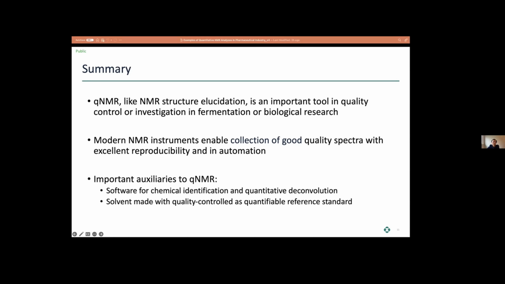And of course, as I say, for the whole operation, not just the NMR instrument, there are other things to consider. For example, the solvent needs to be of quantitative quality, quality control of the reference standards, and also good software for chemical identification and for batch process quantitative deconvolution. Thank you for your patience.